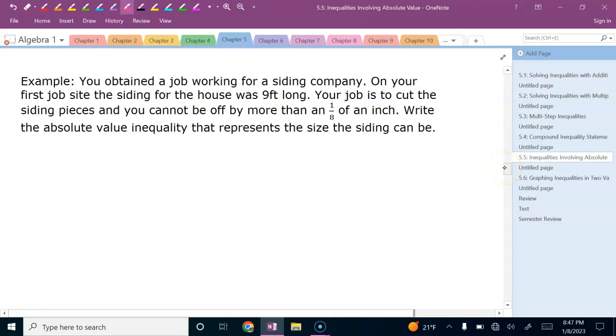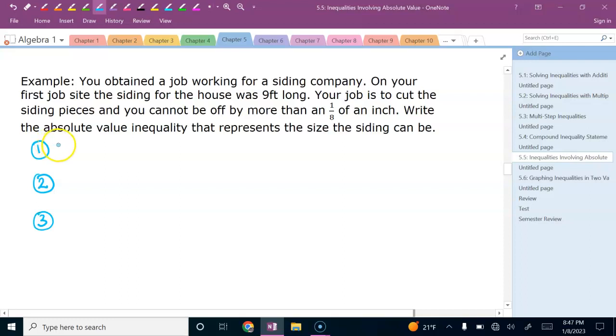Okay, now let's take this and apply it to a word problem. This says that you obtained a job working for a siding company. On your first job site, the siding for a house was 9 feet long. Your job is to cut the siding pieces. You cannot be off by more than 1/8 of an inch. We want to write the absolute value inequality that represents the size that the siding can be. So I want to figure out some of those key points we were just talking about, like what's the middle and how far from the middle can we be, so that we can write out our equation and figure out what symbol you need.